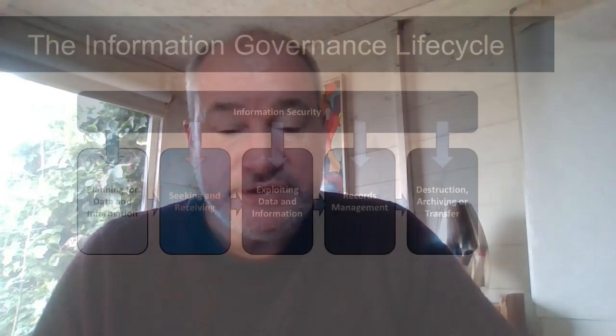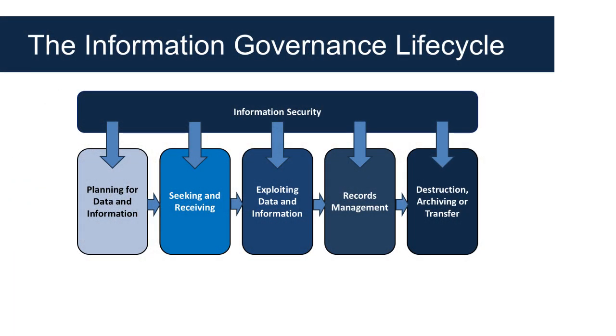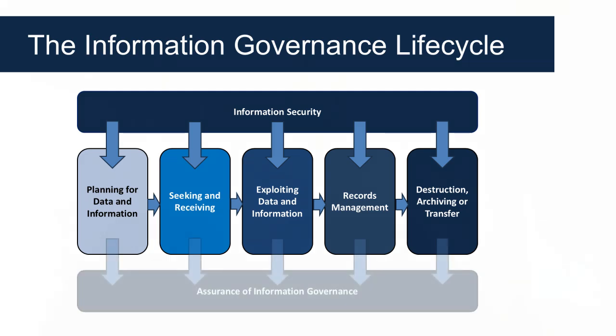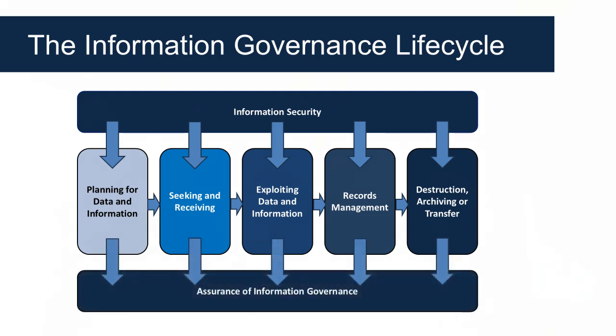And the final element is around assurance. Each of the steps of the information lifecycle flow into each other. You need assurance that each step is completed successfully before you can move on to the next step. And if it isn't completed successfully, you need to do some sort of learning exercise to work out what went wrong and to ensure that it doesn't happen again.